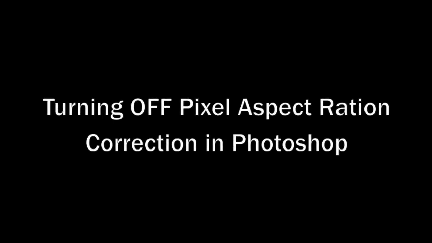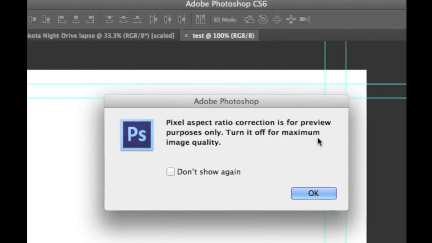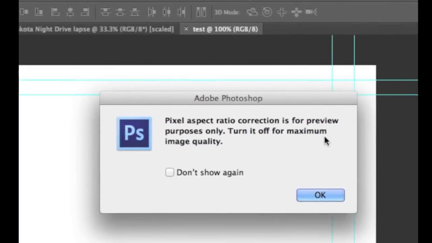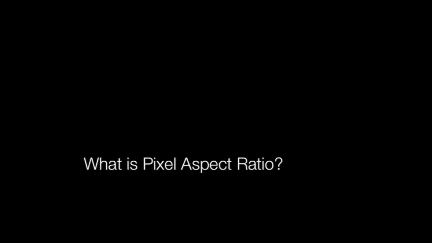Recently, I opened up Photoshop and I got this message. Turning this off will allow you to reach maximum image quality. But first, what is pixel aspect ratio?